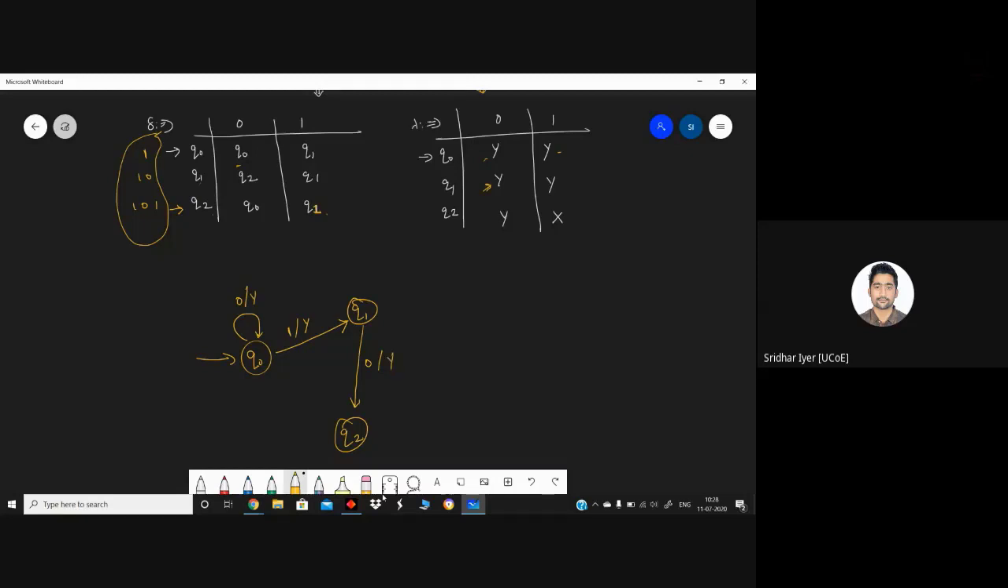So you have to compare both the diagrams, both the tables. Okay. So now Q1 on input 1 remains in Q1. It is 1/Y. Let me finish it up. Q2 on input 0 goes to Q0 with output Y. Last, Q2 on input 1 goes to Q1 with output X. Clear?